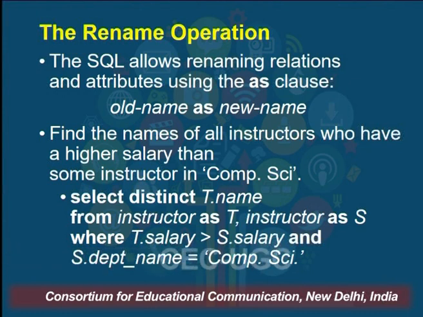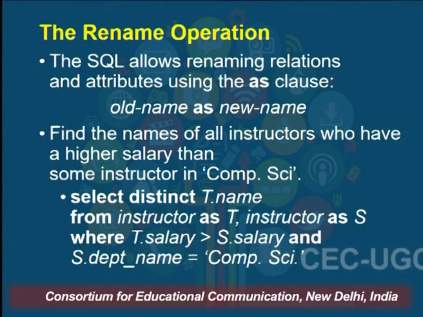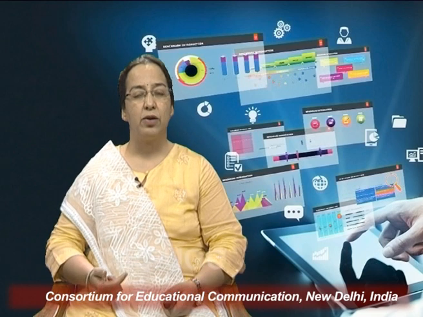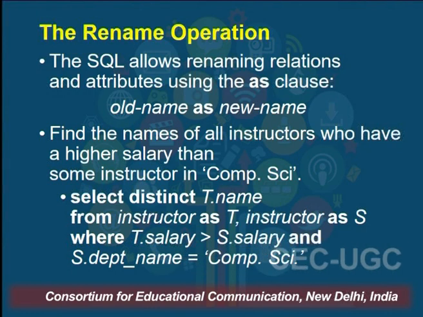Now, please recall the example of the arithmetic operation in which we saw salary divided by 12 and we renamed that field. So, apart from renaming the field, SQL allows renaming relations also using the as clause, as we have seen in the earlier example. Let us say we need to find the names of all instructors who have a higher salary than some instructor in computer science. Now here, we need to apply the product of the instructor table onto itself.